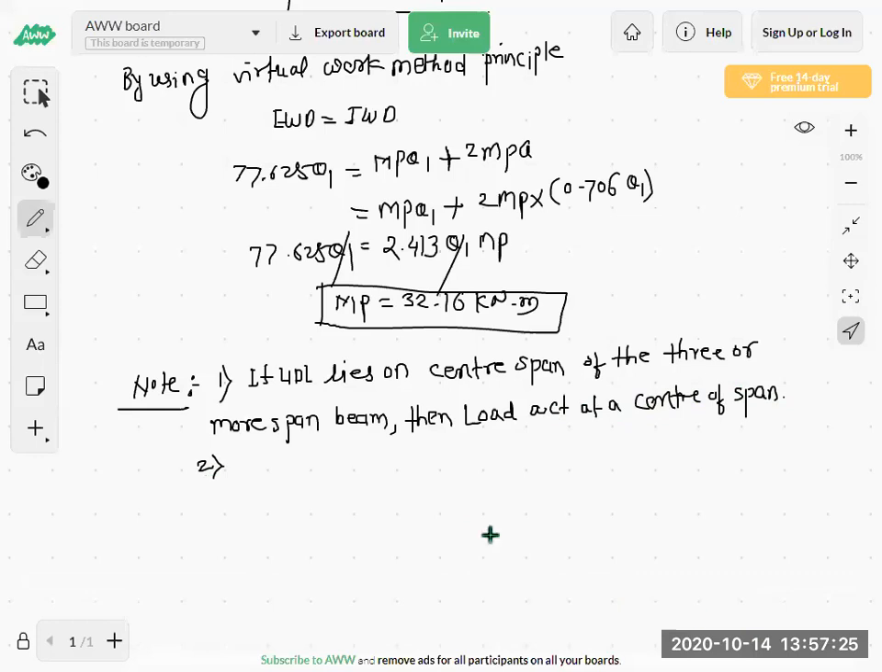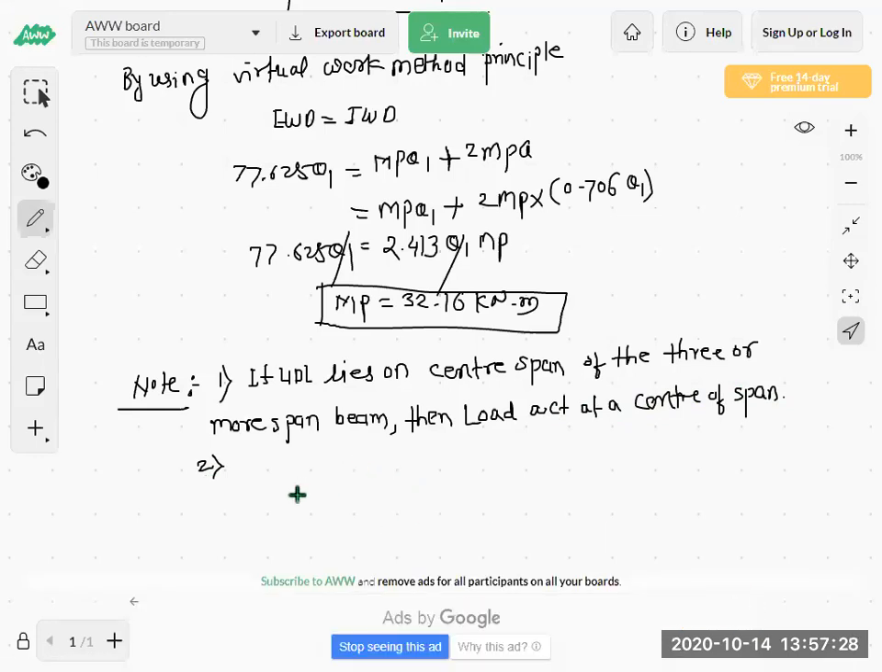Second note. Second note is, if UDL lies on the end span of a beam, if UDL lies on the end span of a beam, on either side, it means the UDL lies on a beam either side.